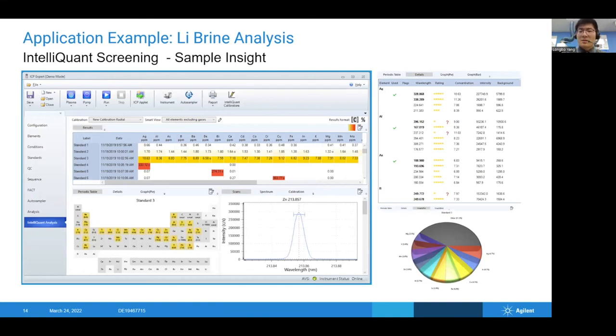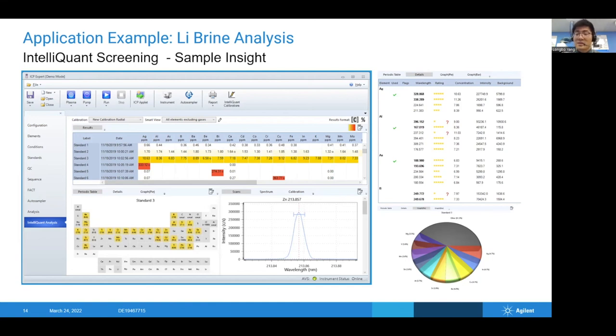So the IntelliQuant screening comes a long way of development, and now it's the second generation of this feature. What it does is it quickly looks at the samples and gives semi-quantitative results on all the elements in the sample. It creates a heat map and a pie chart, so you can easily see which elements are at what concentration level. It doesn't just look at one wavelength of an element, but several different lines to avoid false positives from interferences. And the star ranking system can tell you which wavelength to avoid when you develop your method. This has been a really handy tool for method development.